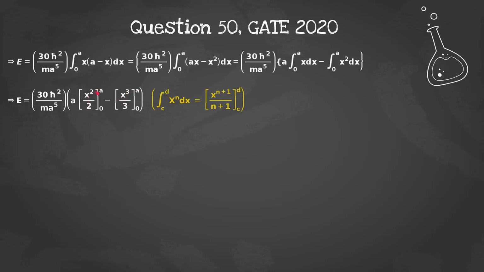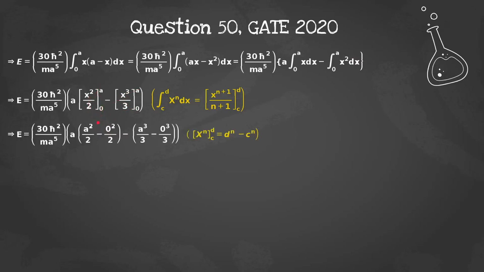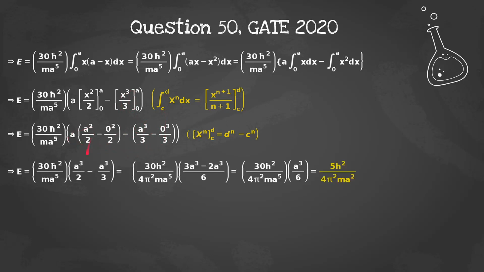Now we can use those limits to find the actual values. That is nothing but substituting those values into the system. So x to the power n with the limits d and c becomes d to the power n minus c to the power n. So that will be a square by 2 minus 0 square by 2. This part becomes 0. Again minus, then this part, a cube by 3 minus 0 cube by 3. This part becomes 0. So this part ultimately becomes a into a cube by 2 minus a cube by 3.